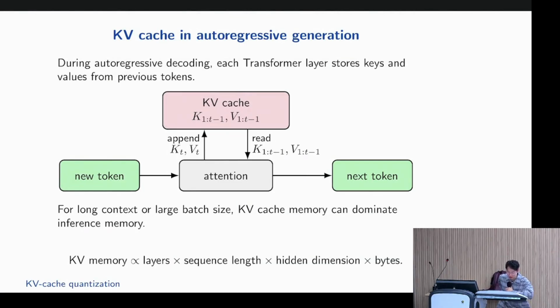So KV cache, as you know, grows linearly as we increase the context size. A new token comes in, you compute the attention, you append these new KV vectors, and you read these consecutive keys and values and generate the output next token. It repeats, right? So it contributes a lot to the peak memory. It has to do with number of layers, sequence length or context size, hidden dimensions, and bytes.